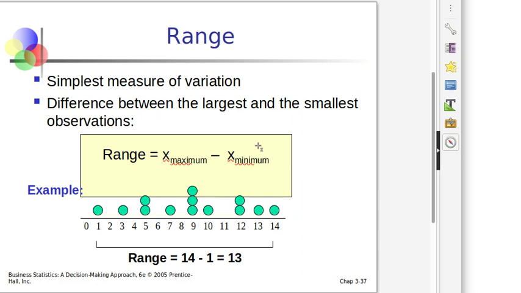The range is 32. Was it 32 or 36? But here, the range is 14 minus 1, which is equal to 13. The maximum value here is 14, while the smallest value is 1. So 14 minus 1 is 13. The range is 13.